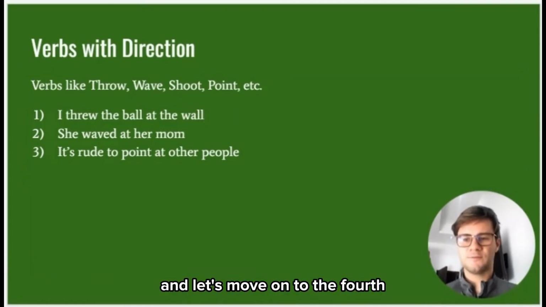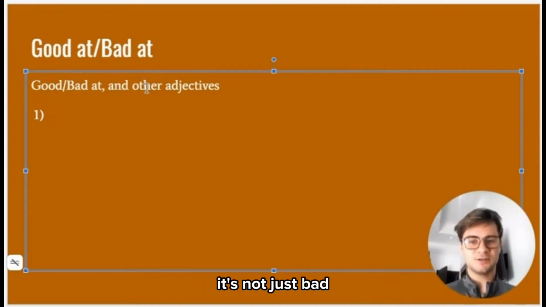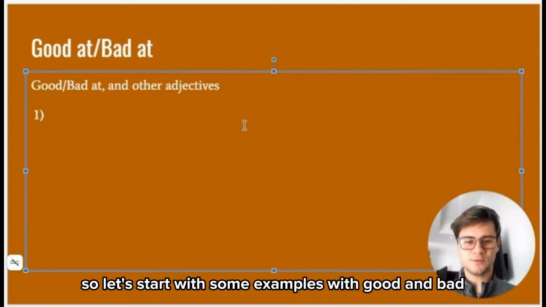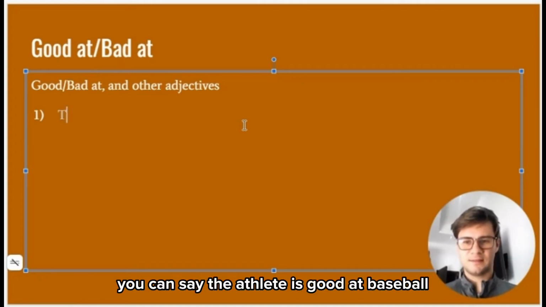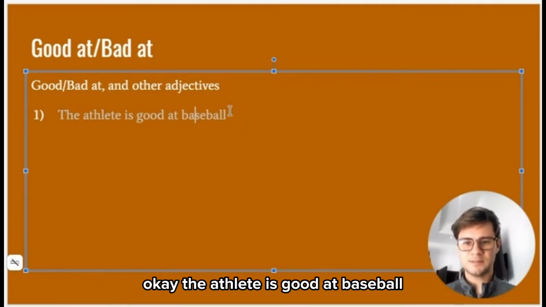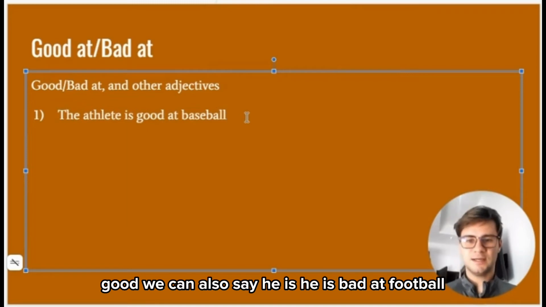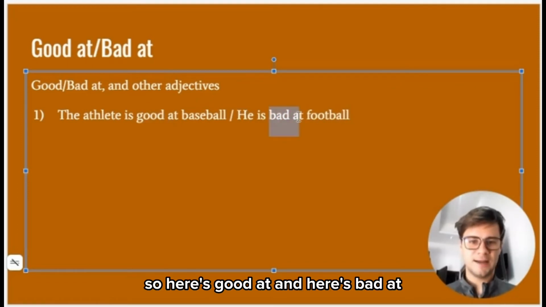And let's move on to the fourth use, good or bad at, and other adjectives. It's not just good, it's not just bad. We can use other adjectives as well. So let's start with some examples with good and bad. You can say the athlete is good at baseball. Basically, you just put at after this adjective here, good. We can also say he is bad at football, something like that. So here's good at, and here's bad at.